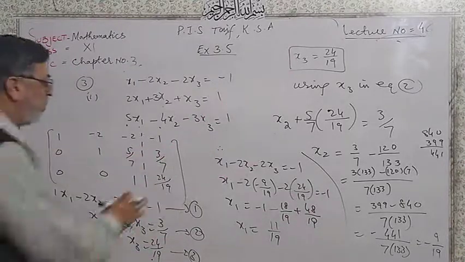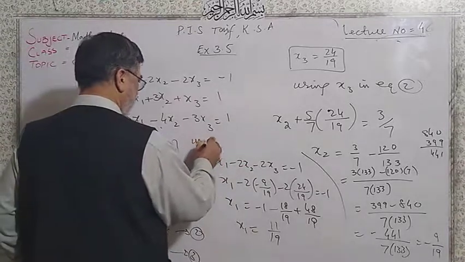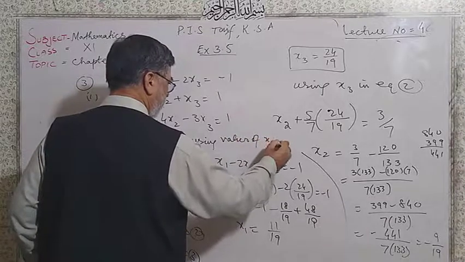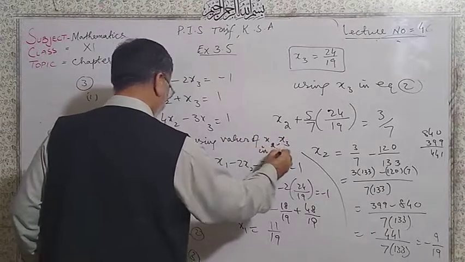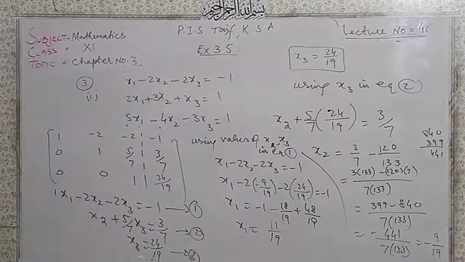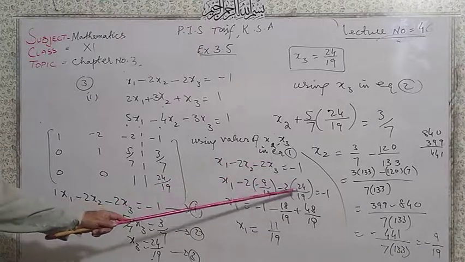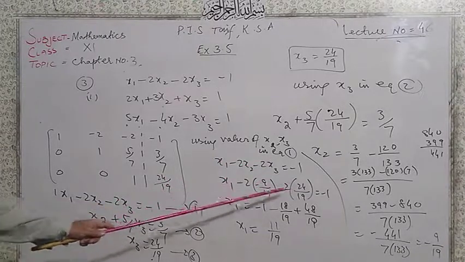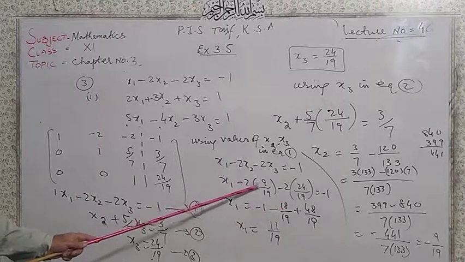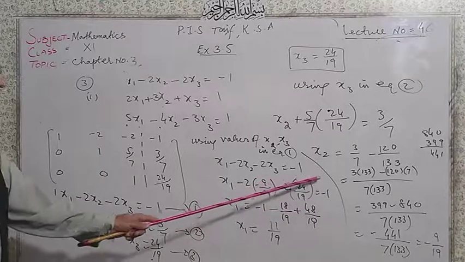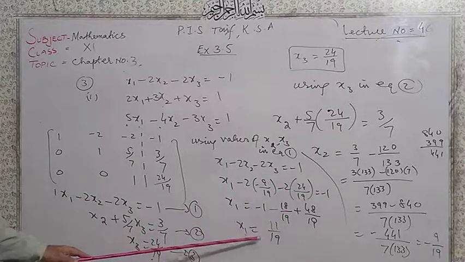Putting the values of x2 and x3 in equation number 1. Here equation number 1 was x1 minus 2x2 minus 2x3 equals 1. So here we put the value of x2, and we have used the value of x3, multiplied and shifted to the other side. It was minus minus plus. On the other side it becomes minus, and it was negative here. On the other side it will become plus, and we got this answer.